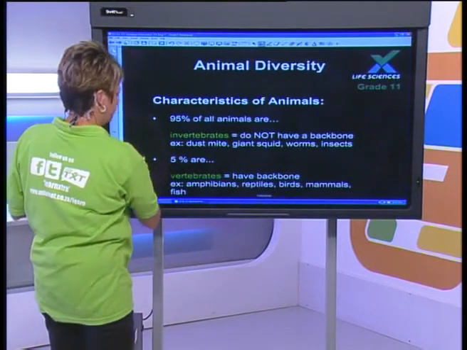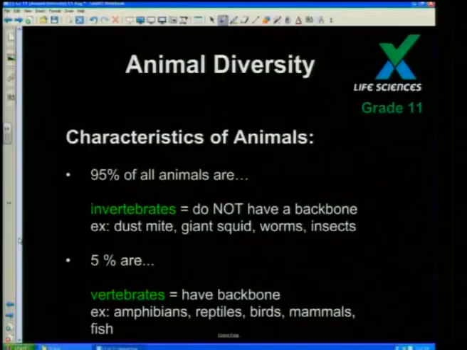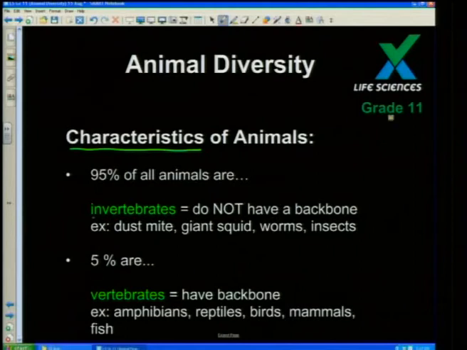All right. Now, as we said, all the characteristics of animals are now classified into two groups. Because of their characteristics, we're going to put these animals into two groups. We're going to put them under invertebrates, and all these animals do not have a backbone.